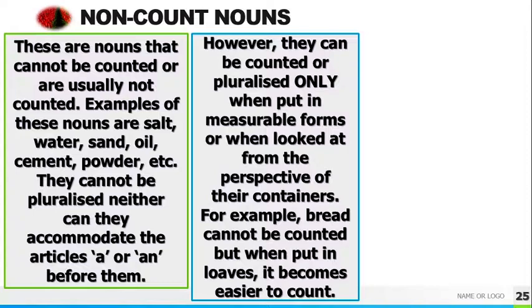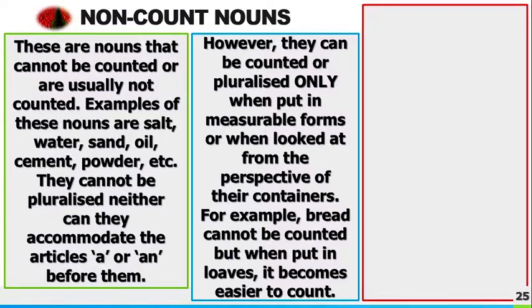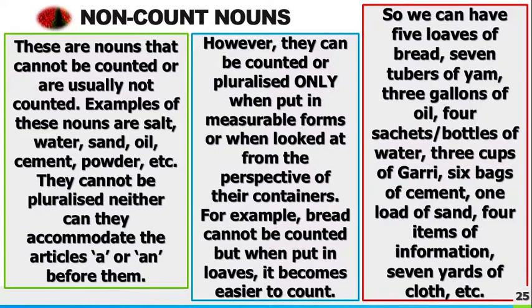For example, we cannot count bread, but when we put in loaves, it becomes easier to count. So we can have 5 loaves of bread, 7 tubers of yam, 3 gallons of oil, 4 sachets of water, 4 bottles of water, 3 cups of gari, 6 bags of cement, 1 load of sand, 4 items of information, 7 yards of cloth, and so on and so forth. So when you put them in measurable forms, you can count them.